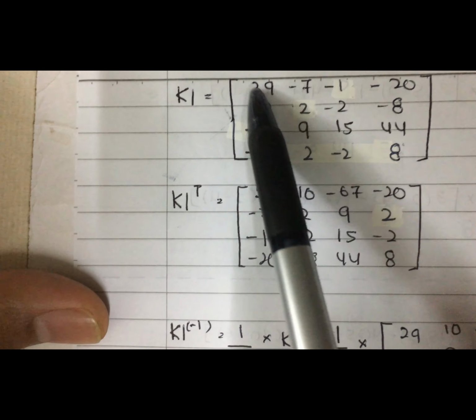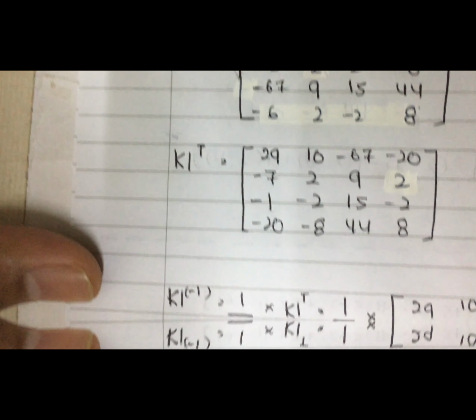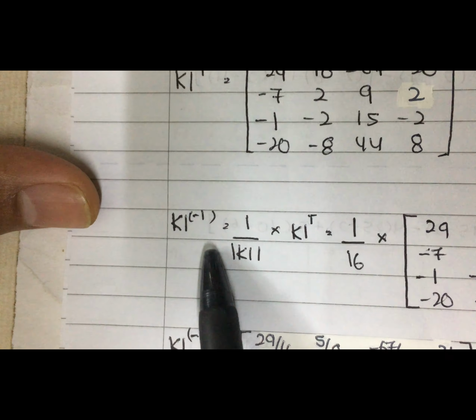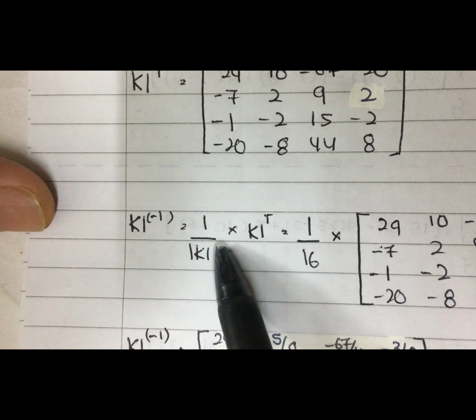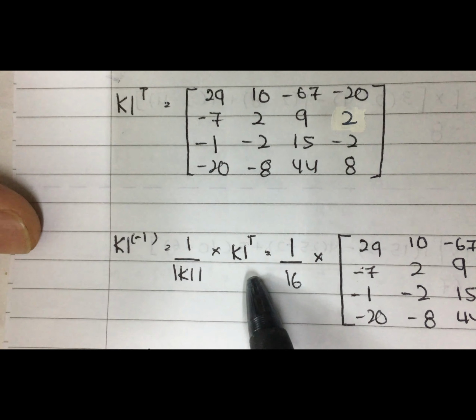Alright, as we are done finding each minor, we assign them to their respective M11, M12, M13, and so on. And here we get the matrix. And then we transpose them. When we transpose them, it goes from this way to this way. Once we are done transposing them, we find the K1 inverse. To find K1 inverse, we do 1 over the K1 determinant multiplied into K1 transpose.